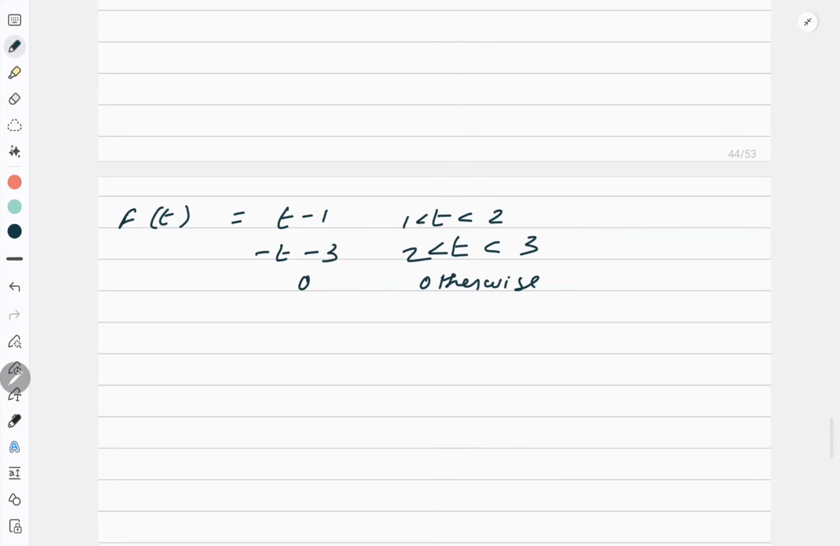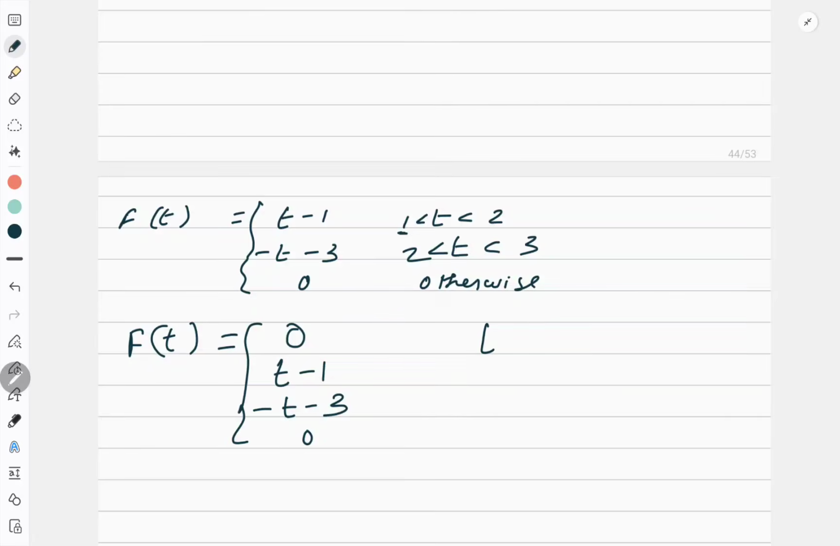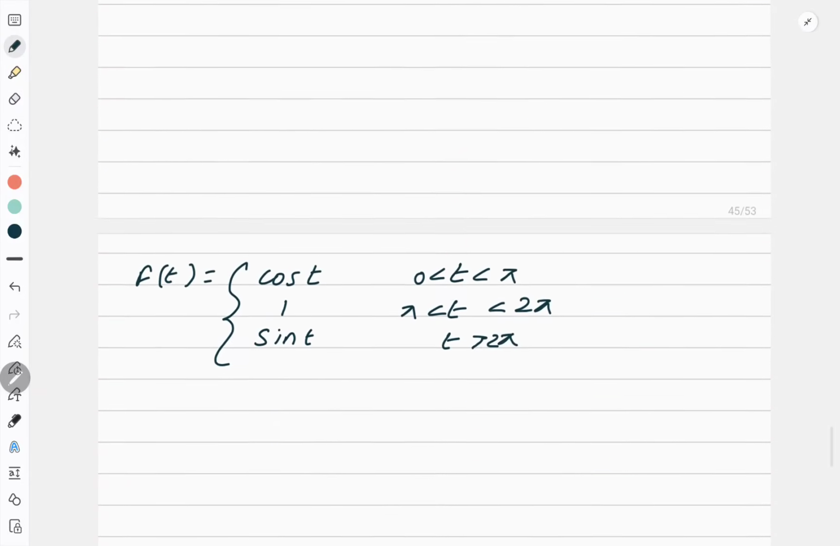Now next question also, if you observe, functions are simple. Only thing you have to take care, it is not starting from 0. So you will be writing the question as 0, t minus 1, minus t minus 3 and 0, for t less than 1, t between 1 to 2, t between 2 to 3 and t otherwise. Okay, so again same procedure.